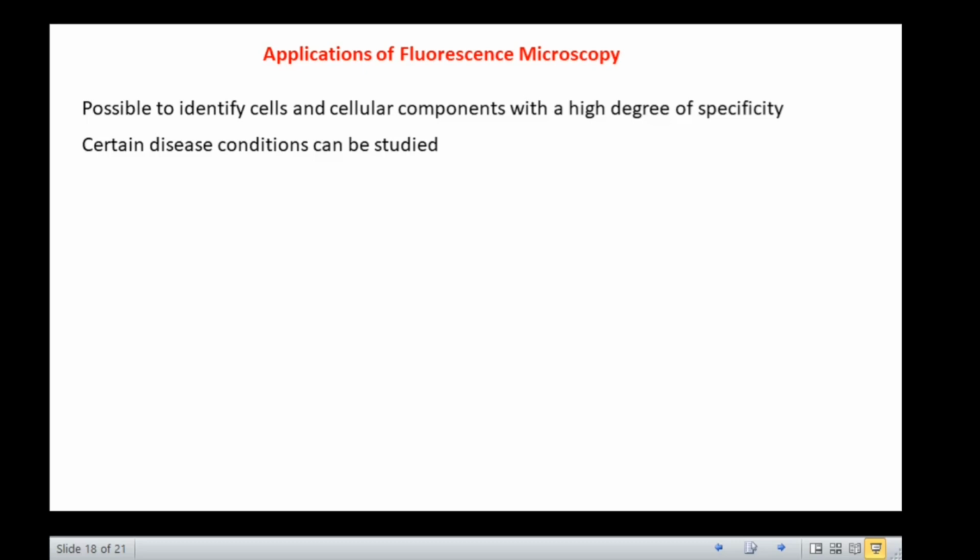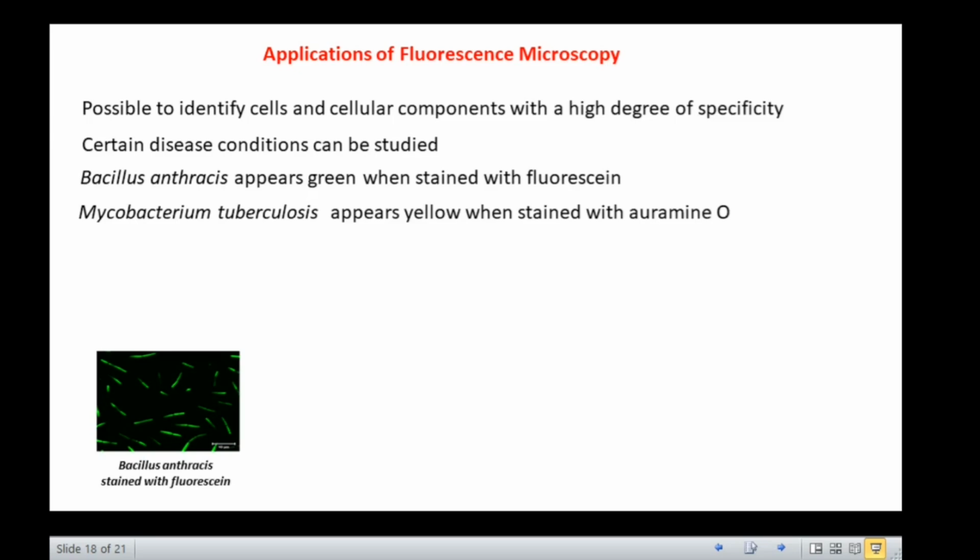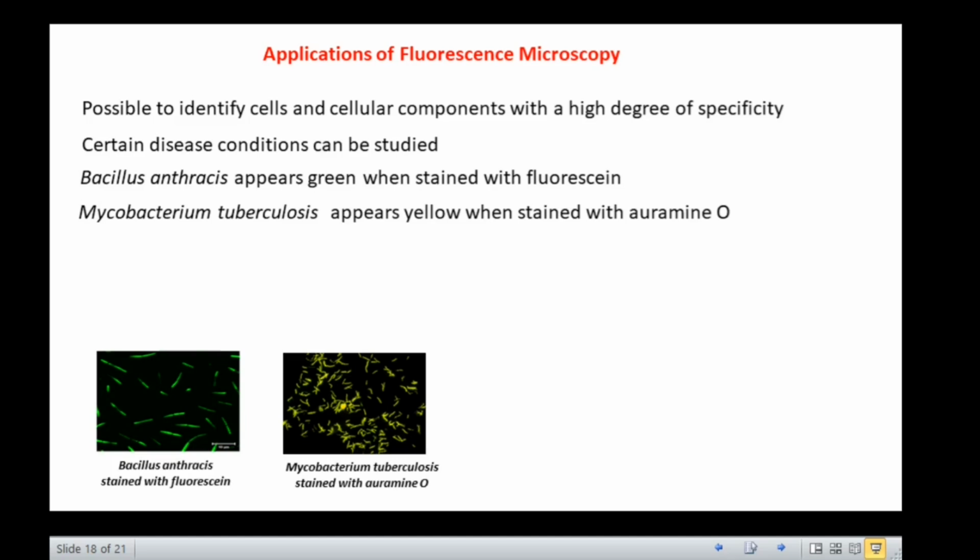Some fluorescent dyes are specific for certain cells. For example, the dye fluorescein isothiocyanate attaches to cells of Bacillus anthracis and appears green when viewed under a fluorescence microscope. Another dye, auramine O, is specific for Mycobacterium tuberculosis and appears yellow. Thus, these organisms can be identified from any sample containing them.